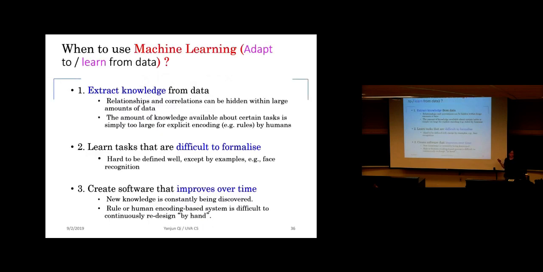So when do you use machine learning? When you want to extract knowledge from data and the amount of knowledge available is simply too large for human labelers to explicitly encode. This is the classic case. The second case is learning tasks that are too difficult to formalize, but can be nicely formulated through examples. For example, face recognition. For humans, face recognition is very hard to describe by rules, right?